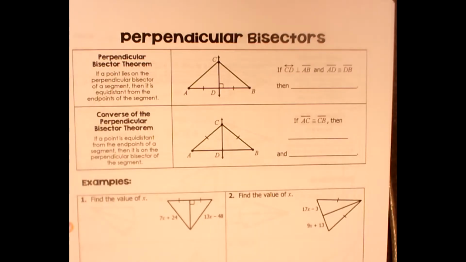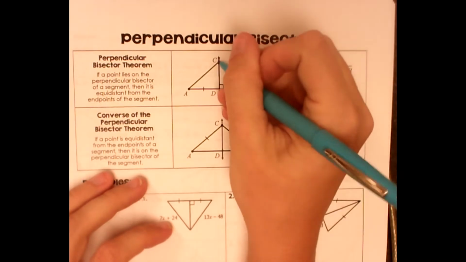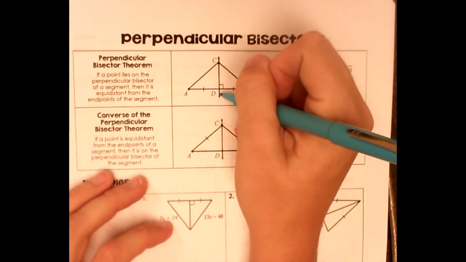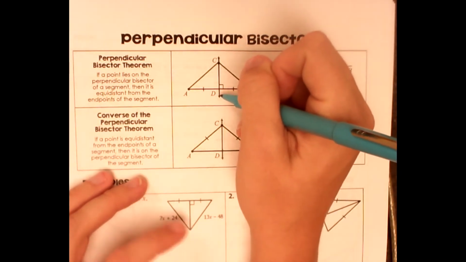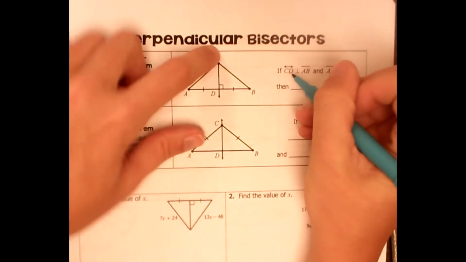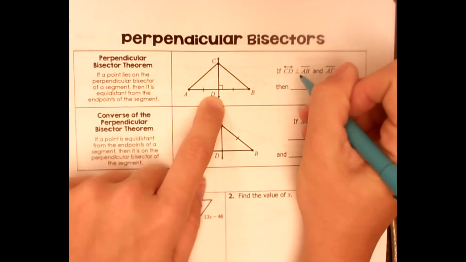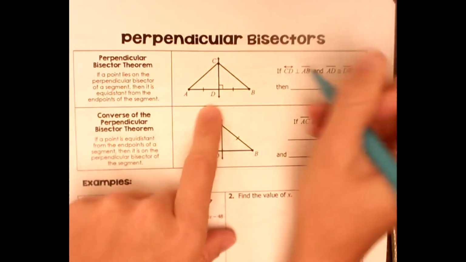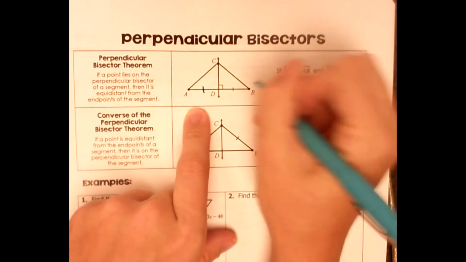Perpendicular bisector. The perpendicular bisector theorem says if a point lies on the perpendicular bisector of a segment, then it's equidistant from the endpoints of the segment. What that means is that if CD, this guy right here, is perpendicular to AB, then AD is congruent to DB.